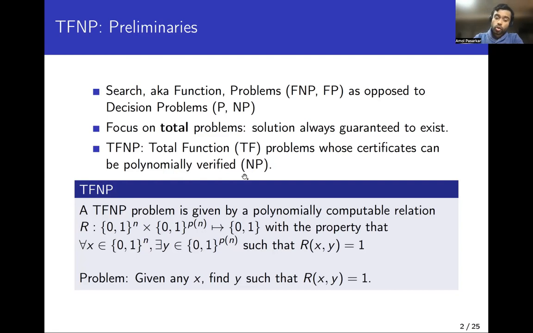And to make this formal, we can say that any TFNP problem is given by a polynomially computable relation R, and this relation takes as input x and y. Here, the x is going to denote the problem instance, and the y is going to denote the certificate. And the key property of totality with R is that for any x, any problem instance, there exists a y, which is a certificate, such that x comma y belongs to the relation. And the actual TFNP problem in this case can then be articulated as follows. You're given an input x, and the task is to find a y such that x comma y belongs to the relation R.